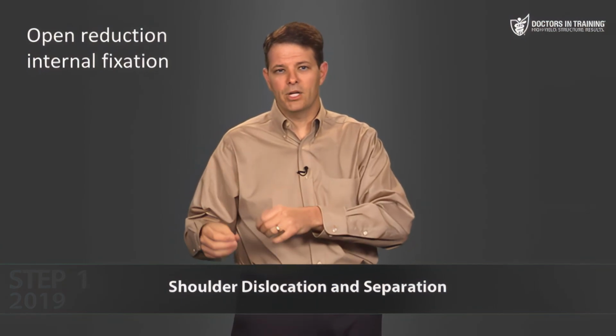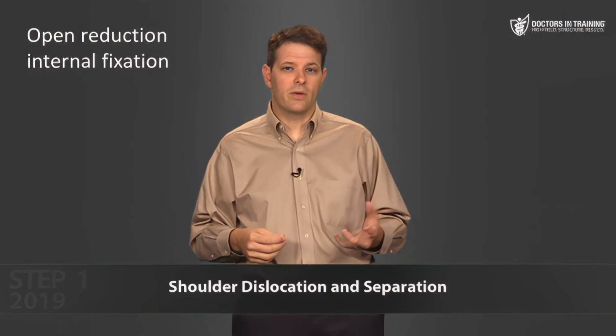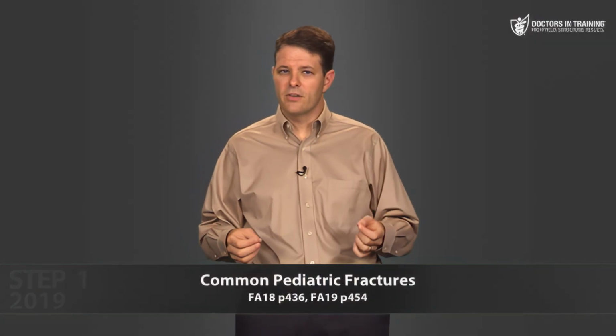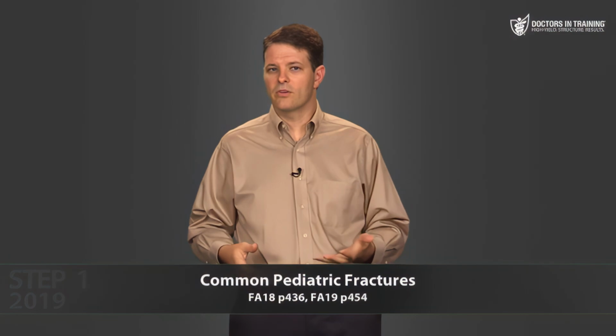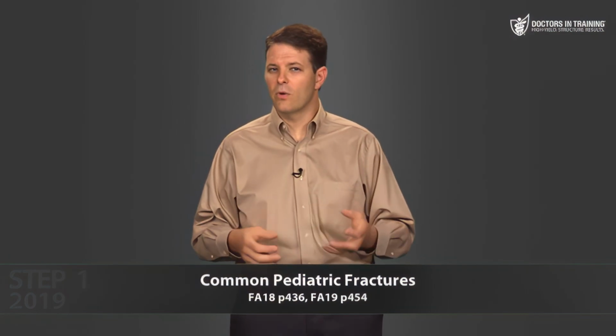So it's an open reduction with internal fixation. That's most commonly seen in fractures rather than dislocations. And speaking of fractures, and before we move from the upper extremity to the lower extremity, I want to mention a couple of types of fractures that we see in children, especially in the forearm.